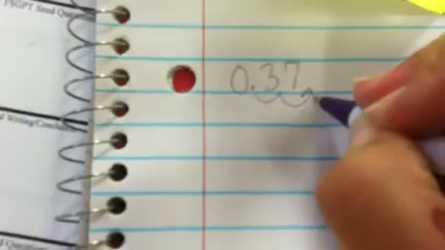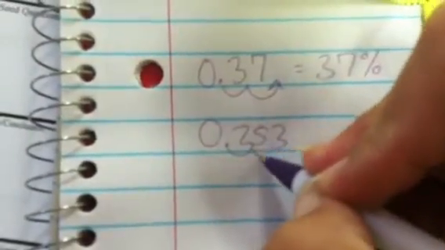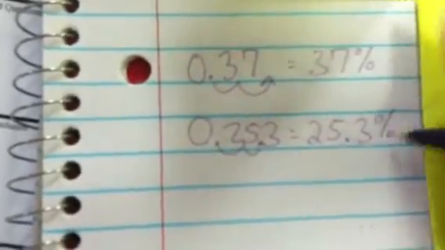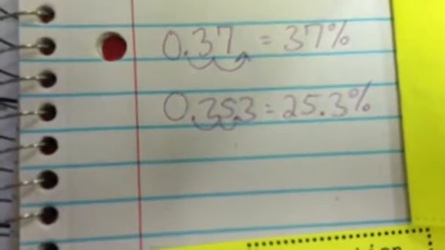Okay, so let's do an example. Let's say I have decimal 0.37. Well, all I would do is move the decimal 1, 2 times so that it becomes 37%. Okay, let's try another one. Let's say I have 0.253. Move the decimal 1, 2 times so that it becomes 25.3%.